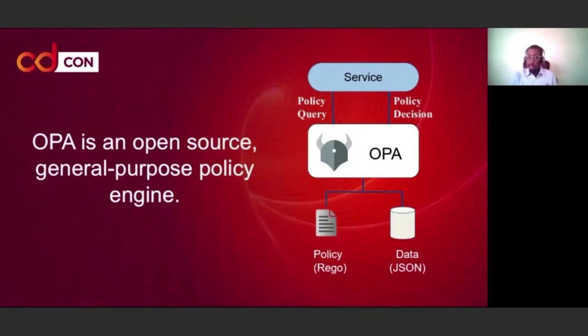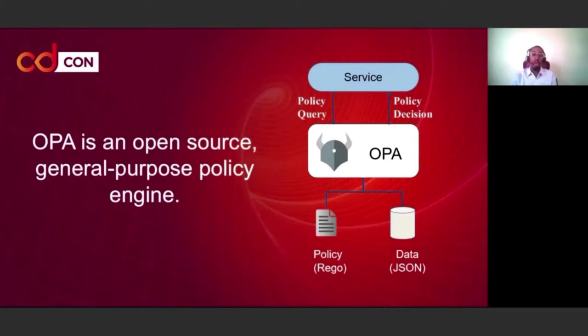And OPA is just an open source general purpose policy engine. OPA stands for Open Policy Agent. You query OPA for a policy decision. It takes your inputs and uses them to generate a policy decision based on your policy in Rego.